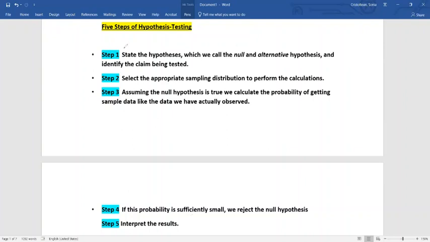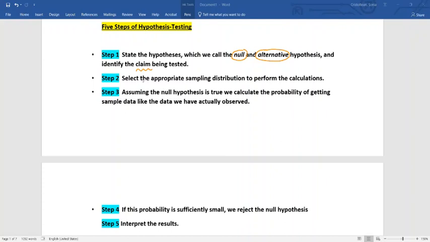So here we have step 1, state the hypothesis, which we call the null hypothesis and the alternative hypothesis, and identify the claim being tested. We will talk about these 2 terms. We will define what is the null hypothesis, what is the alternative hypothesis, and how do we identify the claim. That's the first step.